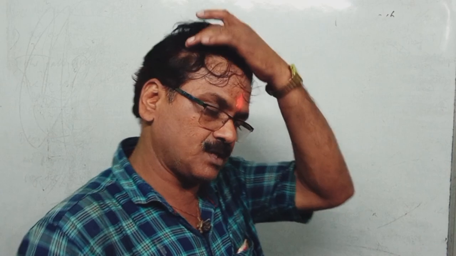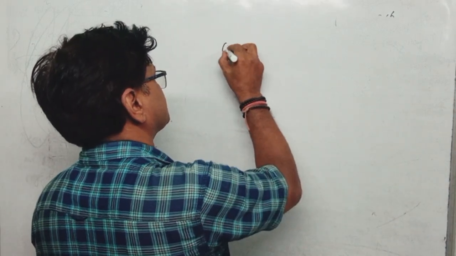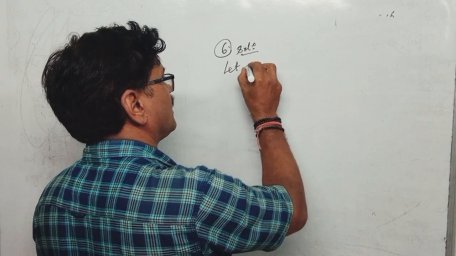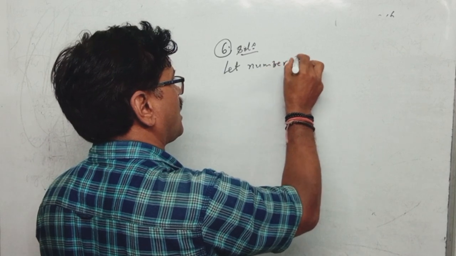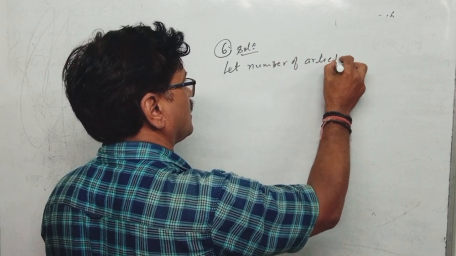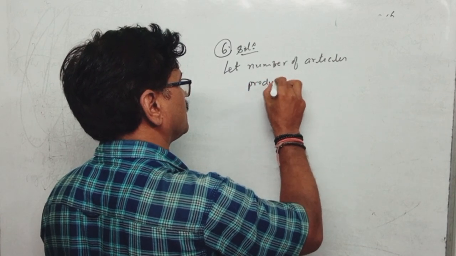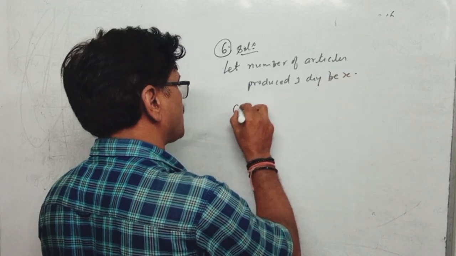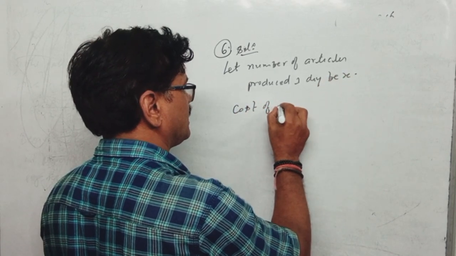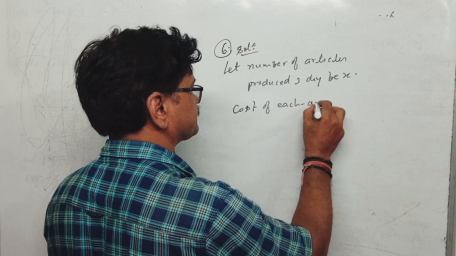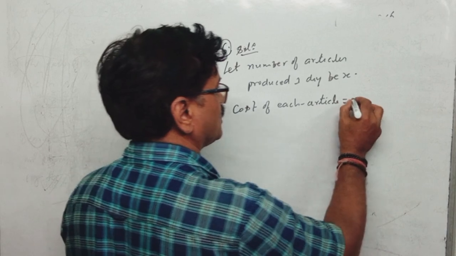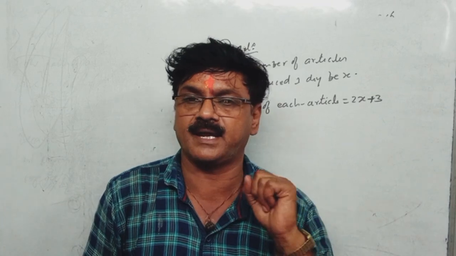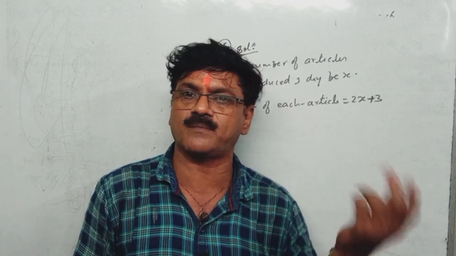Now, question number 6, solution: let the number of articles produced in one day be x. Cost of each article is equal to 2x plus 3. Now you know that we multiply the number of articles by the cost of one article.